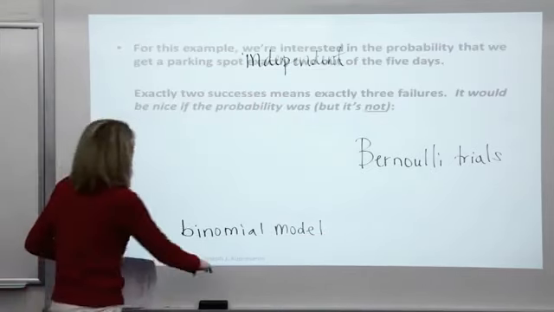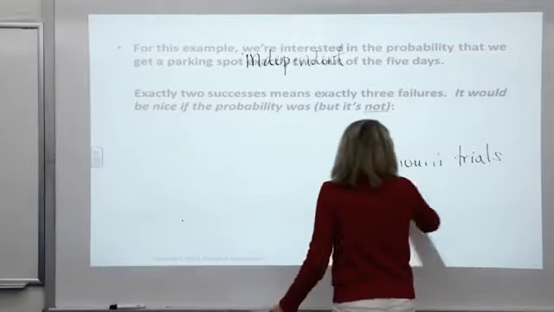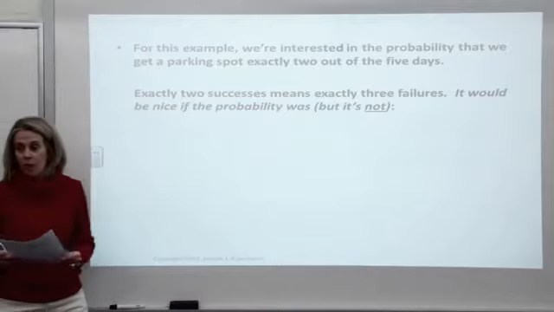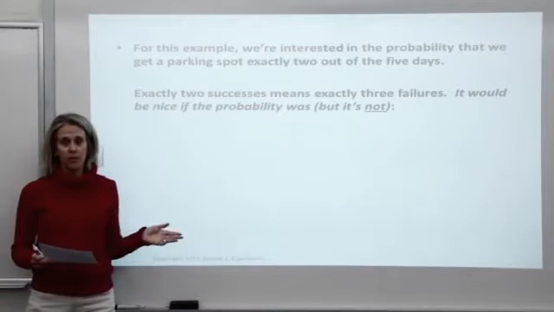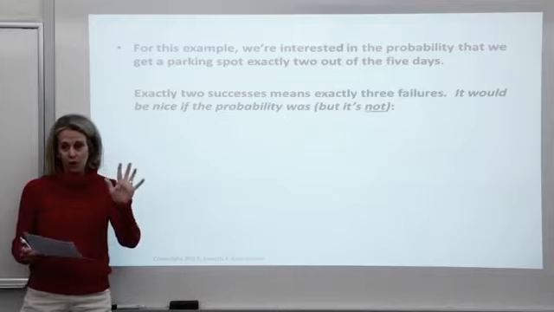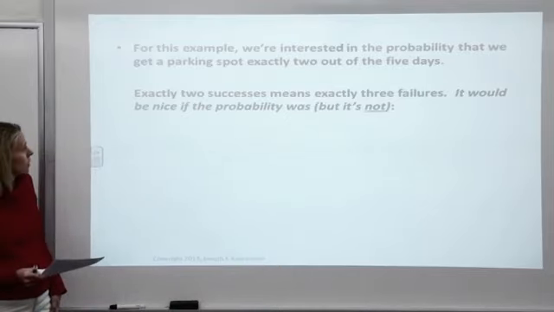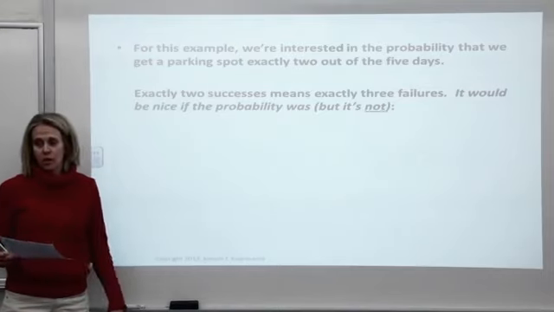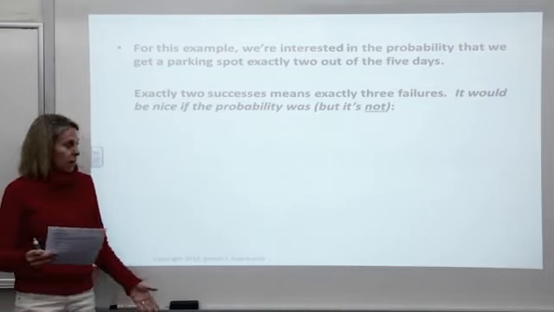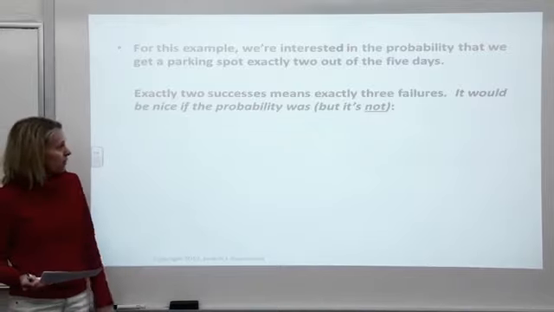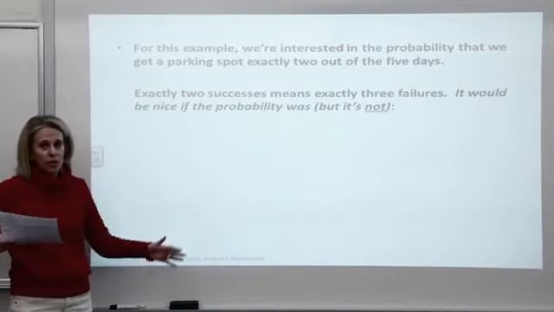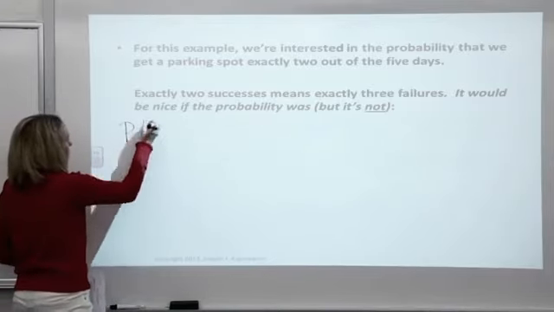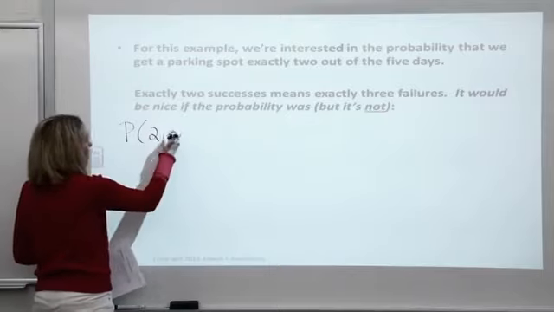Okay, so for the example that we've looked at, we're interested in the probability that we get a parking spot, let's say exactly 2 out of the 5 days that we come to campus in one week. Exactly 2 successes would mean that we would have 3 failures. Okay, so it would be really nice if we could use that multiplication rule for independent events.